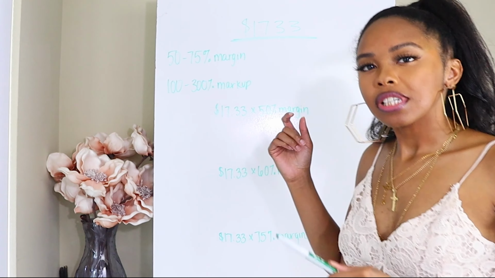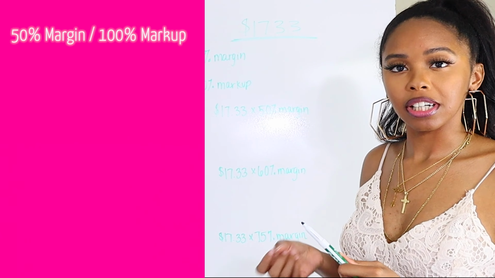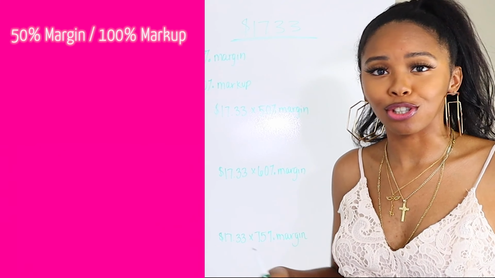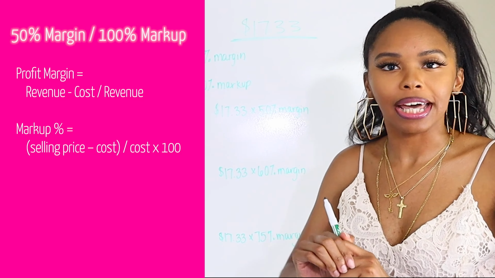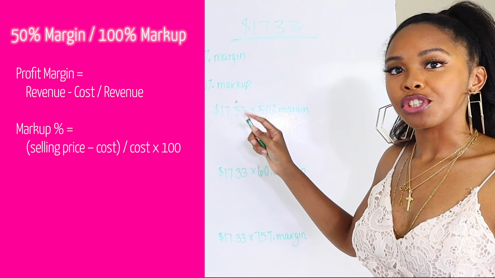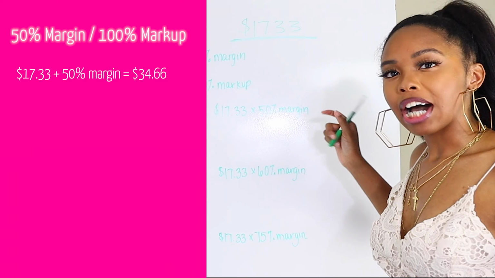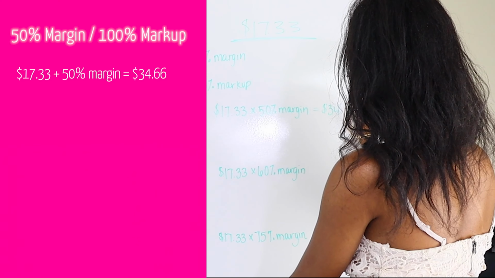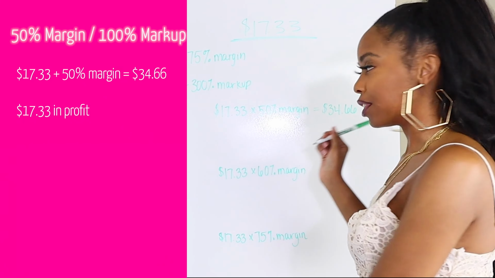Okay, so in the first example, we have a 50% margin. There are margin calculators you guys can use, and I'll link them down in the description box. You don't actually have to sit there and use the formulas to create them. But if you would like the margin formula, I'll definitely put that on the screen for you as well. If we do a 50% margin, which I mentioned would just double that $17.33, we would get $34.66, which of course gives you $17.33 in profit.